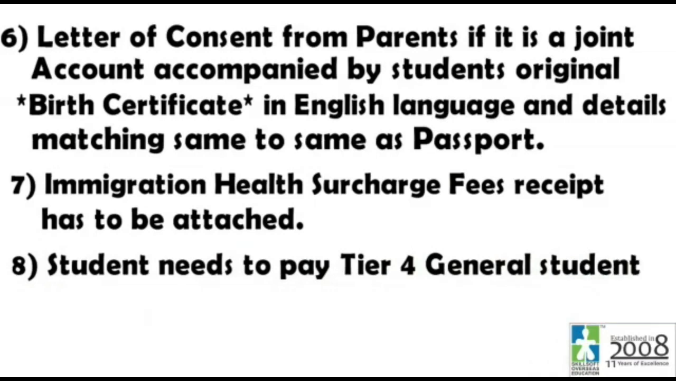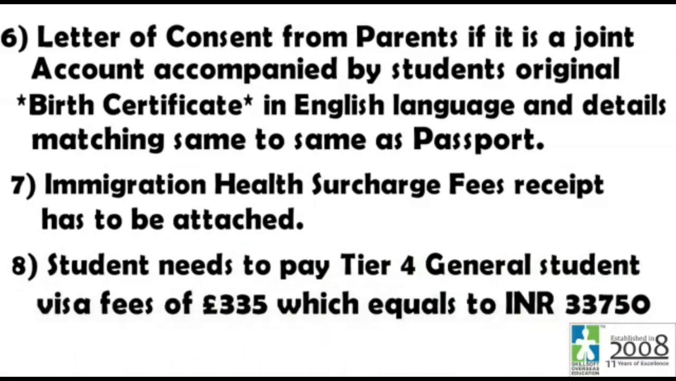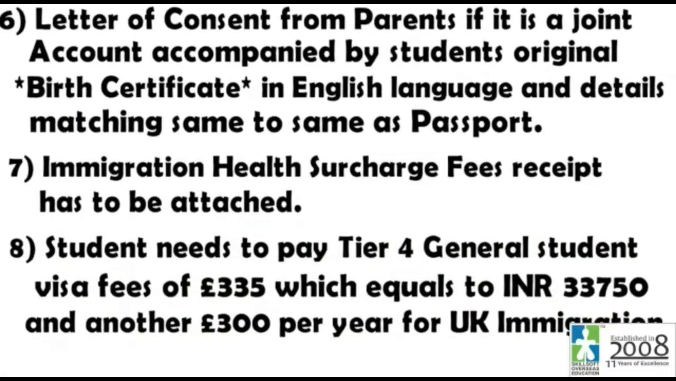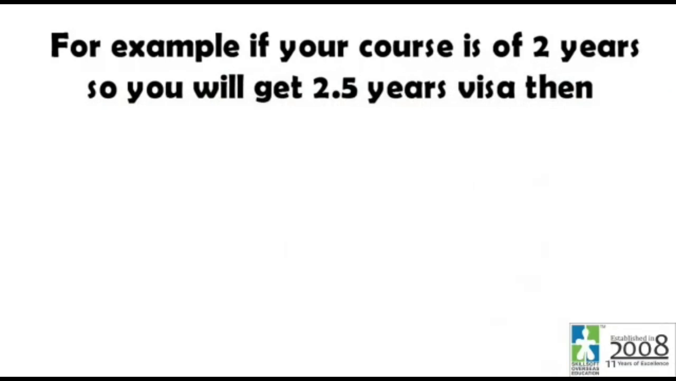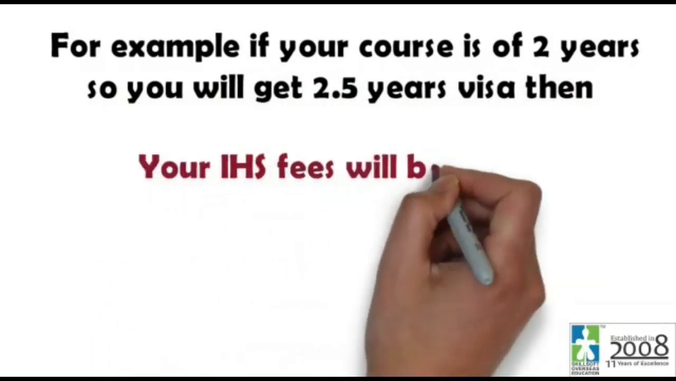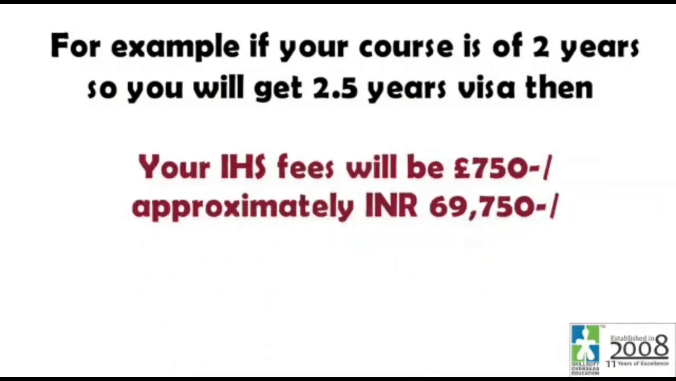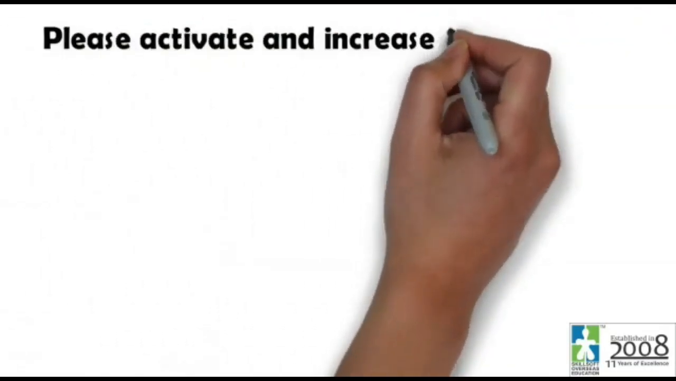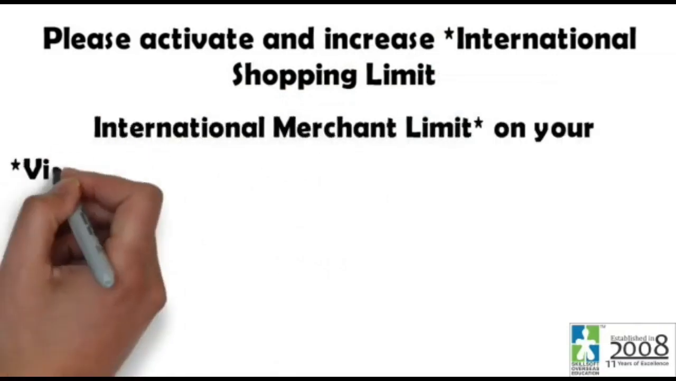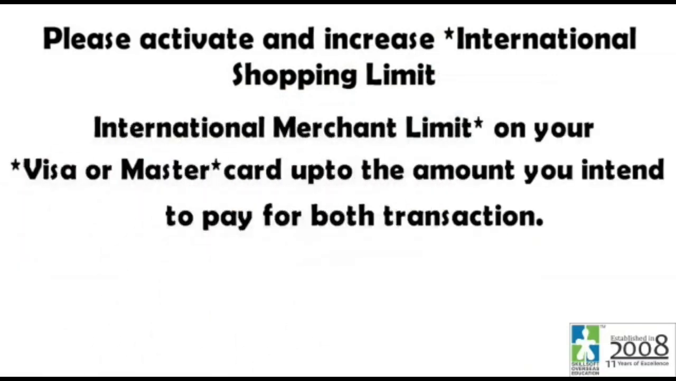Students need to pay the Tier 4 General Student fees of £335. For example, if your course is of 2 years, so you will get a 2.5 years visa, then your IHS fees will be £750, approximately 69,750 Indian rupees. So please activate and increase the international shopping limit or international merchant limit on your Visa or MasterCard.